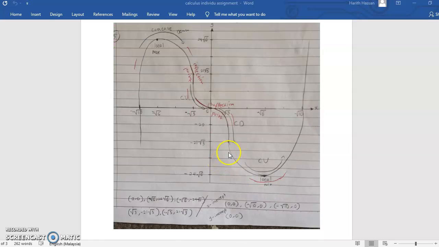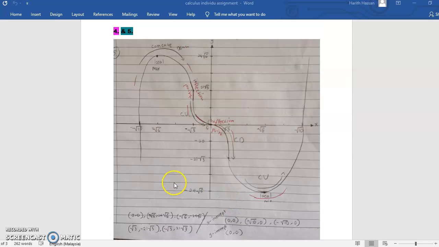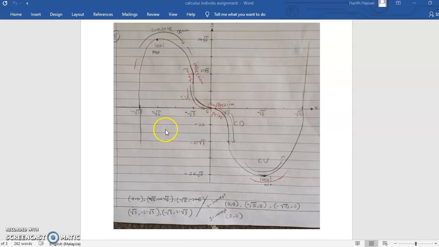So that's all. I forgot to say this: I list the points so that I can easily know where I want to start to sketch the graph.